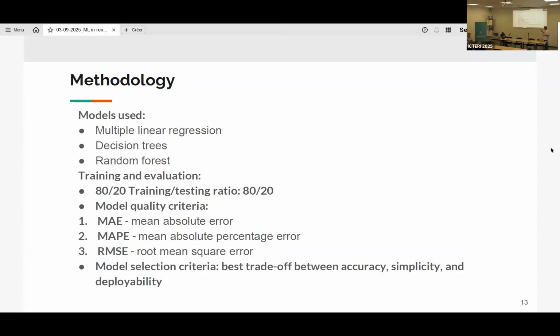And we introduced model quality criteria: mean absolute error, mean absolute percentage error, and root mean square error. Our model selection prioritizes the optimal balance between predictive accuracy, model simplicity, and real-world deployability. These 3 complementary models provide comprehensive coverage of linear and non-linear patterns. Multiple error metrics ensure robust performance assessment.